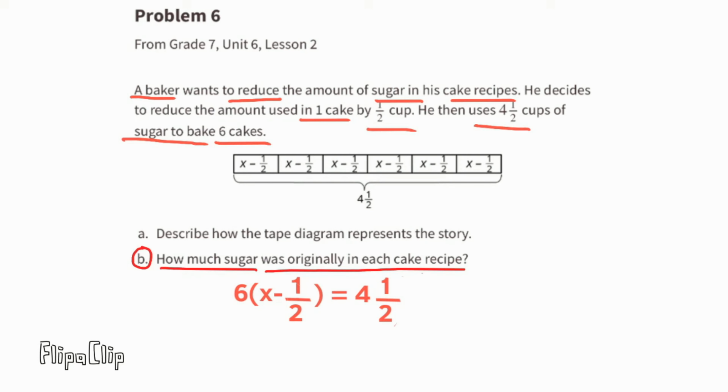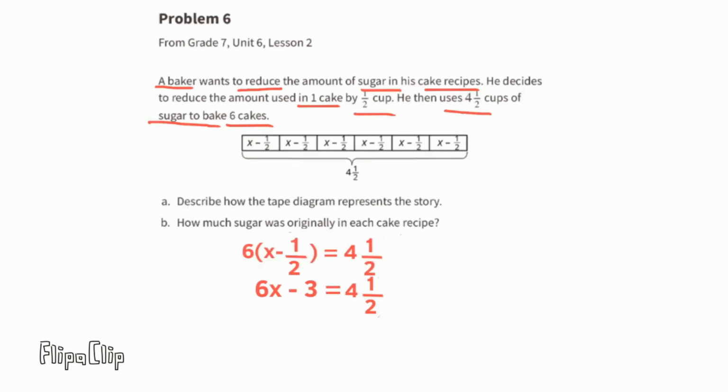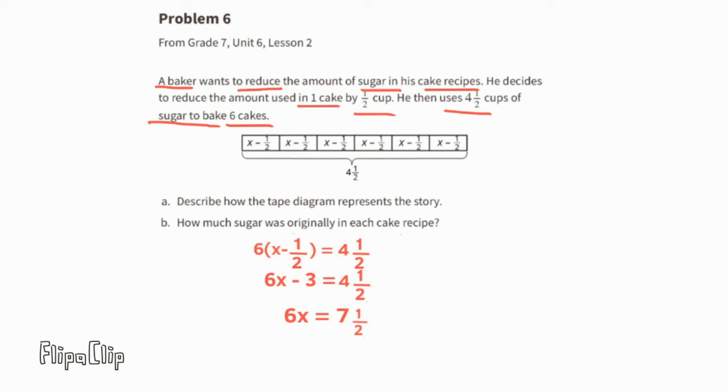To figure this out, all we have to do is solve for x. 6 times x is 6x, and 6 times negative 1/2 is negative 3. So now the equation reads 6x minus 3 equals 4.5. Add 3 to both sides, and you have 6x equals 7.5. Divide both sides by 6, and you have x equals 7.5 divided by 6, which is 1 1/4. That means that in the original recipe, each cake had 1 1/4 cups of sugar in it.